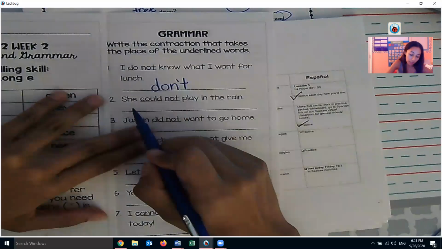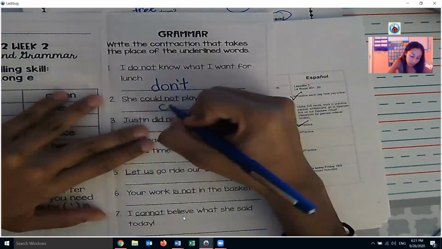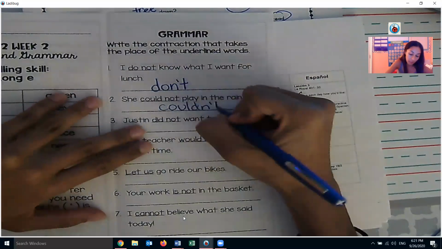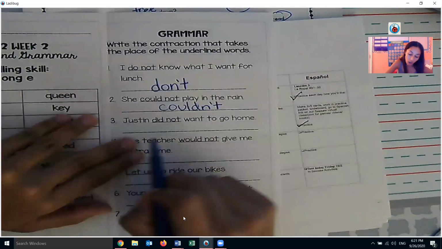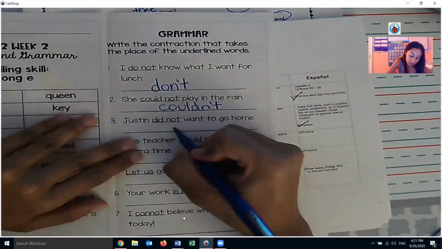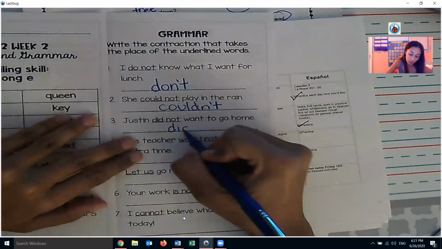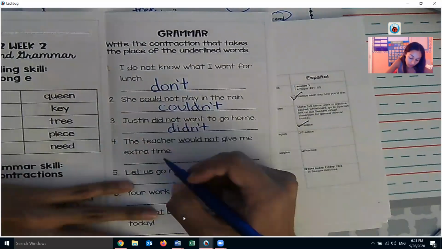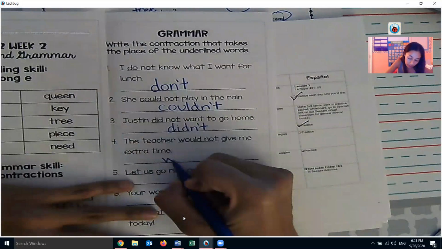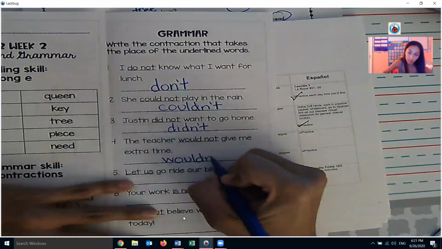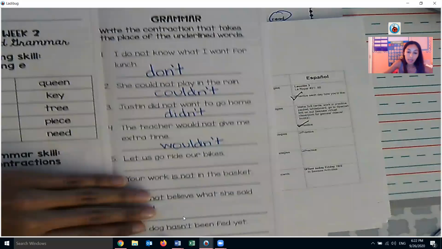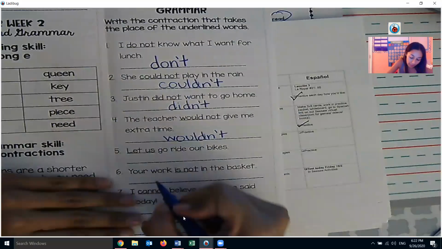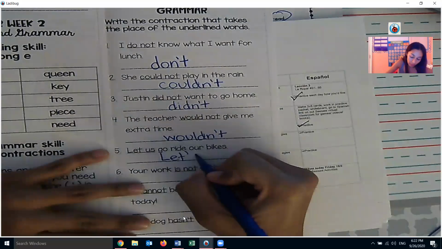She could not play in the rain. She couldn't play in the rain. Justin did not want to go home. Justin didn't want to go home. The teacher would not give me extra time. The teacher wouldn't give me extra time. Let us go ride our bikes. Let's go ride our bikes.